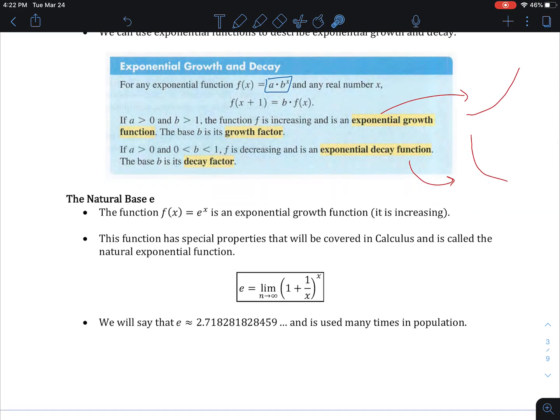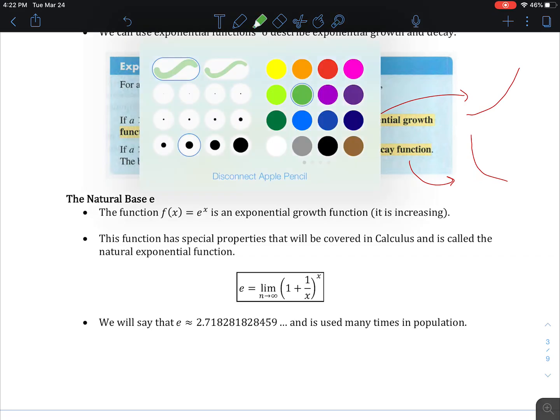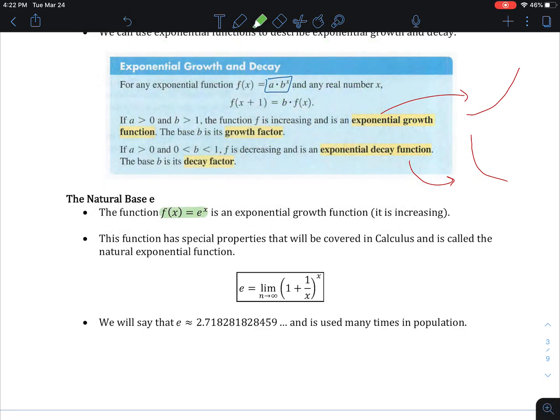Now, if we have a natural base e, all those were based on the base being a number, like 2 or 3 or 1.5. What happens if my base is e? Base e, it's increasing. We're going to look at the graph in a sec. What does e mean? E is this irrational number, kind of like pi, 2.718, and it's used a lot of times in population. So if you start with a certain number of people and then the population grows or increases or decreases, that's what it would be like.